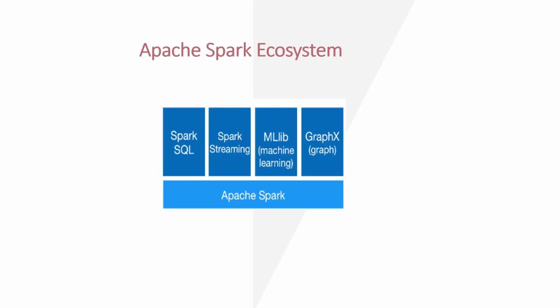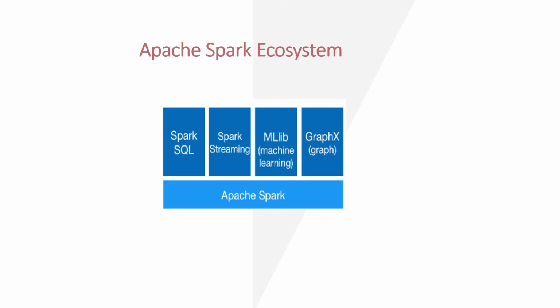The Apache Spark ecosystem consists of different modules. Spark SQL is a component on top of Spark Core that introduces a new data abstraction called SchemaRDD, which provides support for structured and semi-structured data. Spark Streaming leverages Spark Core's fast scheduling capability to perform streaming analytics. It ingests data in mini batches and performs RDD transformations on those mini batches of data.